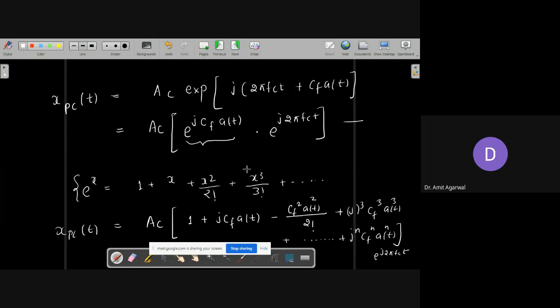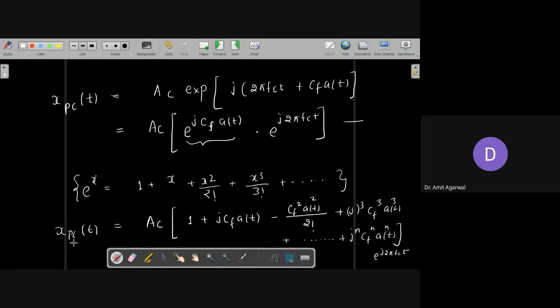Now we use the expression that e to the power x can be written as 1 plus x plus x square by factorial 2 plus x cube by factorial 3 and so on. Using this representation, to get the series for e to the power j cf a(t), we have to replace x with j cf a(t). Don't confuse it with the frequency, it is cf.